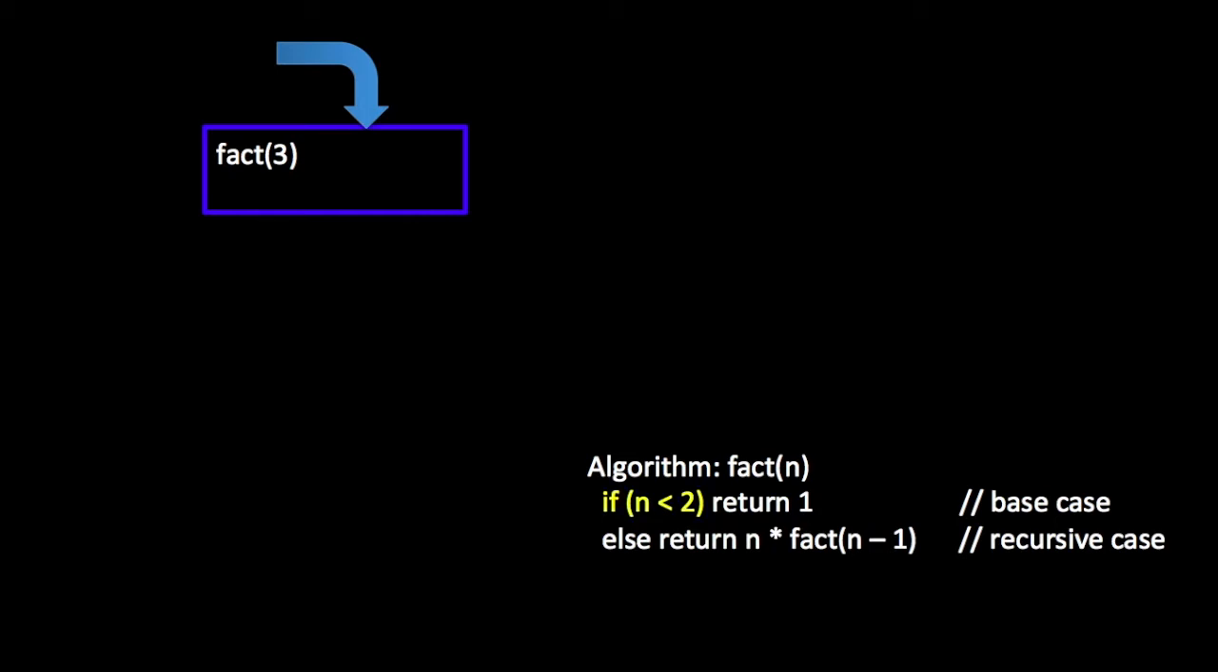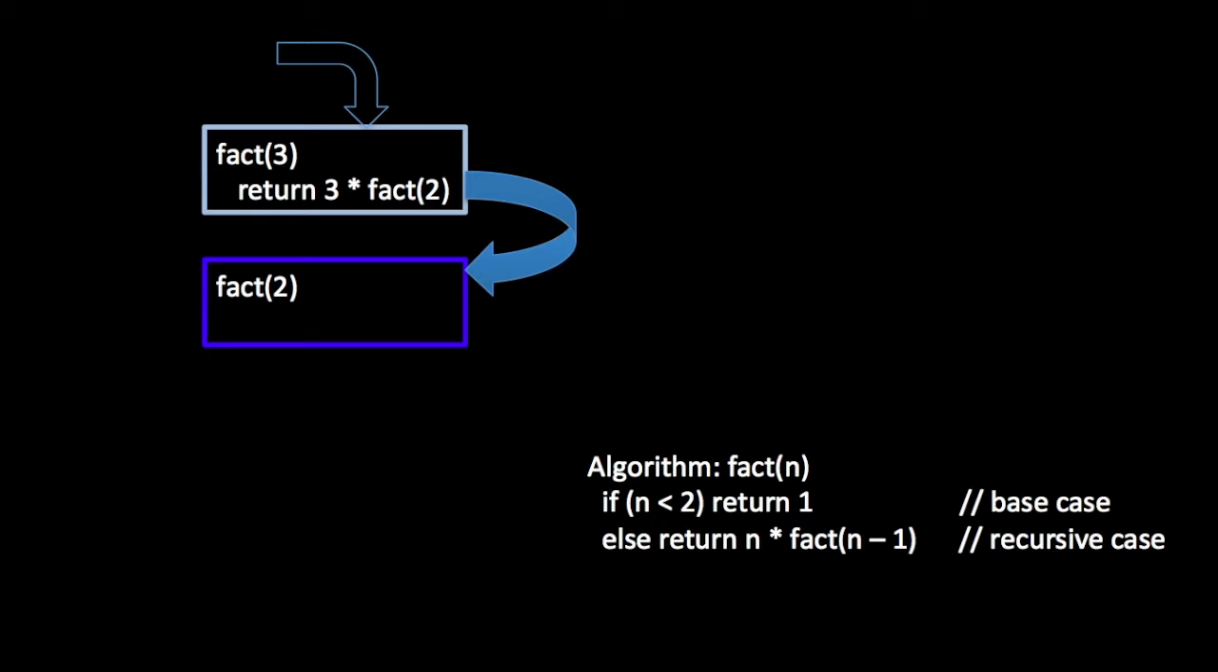To get the idea, let's trace the algorithm fact for n equals 3. For this example, I'll call fact of 3. It creates an activation record where n is equal to 3. And the first thing it's going to do is to check to see if n is less than 2. Well, in this case, n is not less than 2, so it will call fact of n minus 1 so that it can return n times fact of n minus 1.